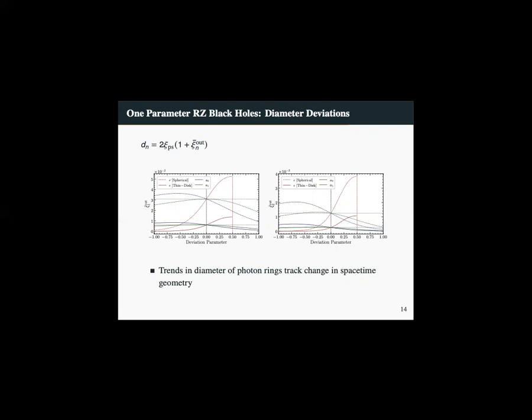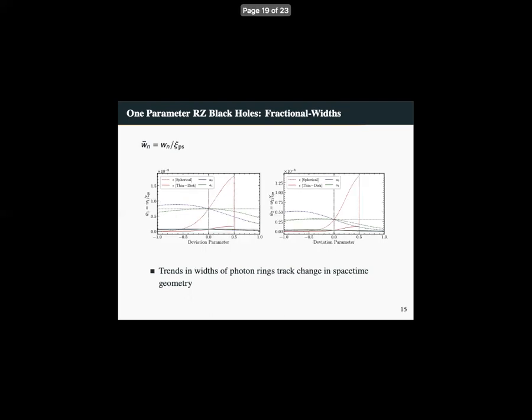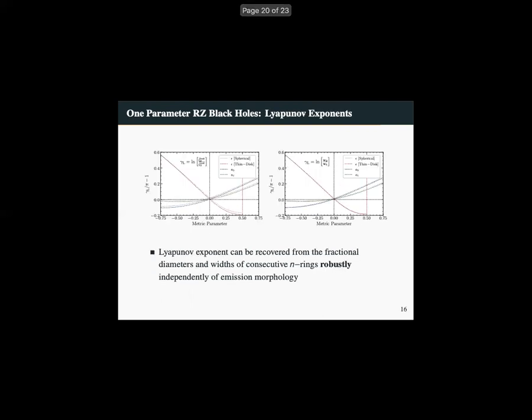And also this figure shows you where the two photon ring widths differ depending on what emission morphology you're using. And this is for the n equal to 2 ring, the same stuff. And this again is the same thing that I showed you in the previous slide, but for the widths. And so you can see that all of these things track the deviation in the space-time.